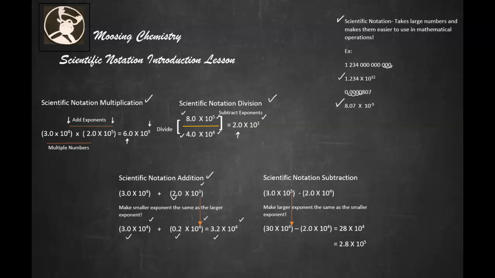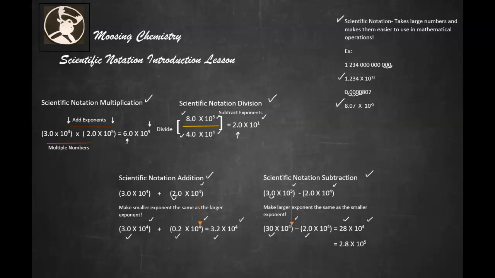Last but not least, scientific notation for subtraction. Okay, a little bit different. In this case, you take the larger exponent and you make it smaller to fit the smaller exponent right there. So then this means that you're going to be moving the decimal in this direction, right? And then you simply subtract the two numbers. That'll give us the 28, and then our exponent remains the same.